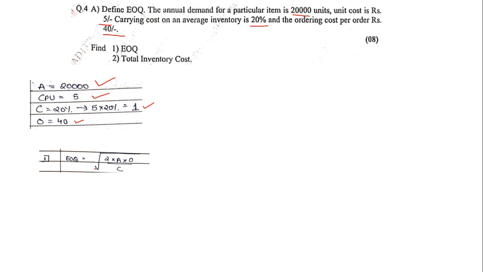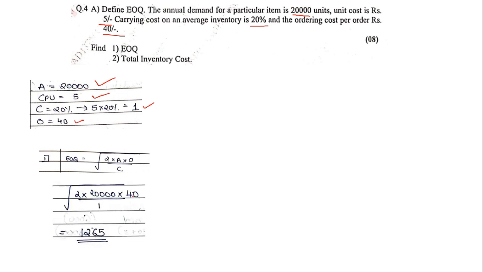So EOQ is equal to the root of 2 into A into O divided by C. A is annual demand, which is 20,000. O is ordering cost, which is 40. C is 1 rupee. So 2 into 20,000 into 40 divided by 1, and whatever answer you get, we need to find the square root of that. The square root comes to 1,265, rounded up to 1,265. Now, once we have the EOQ, the second thing we need to find is the total inventory cost.